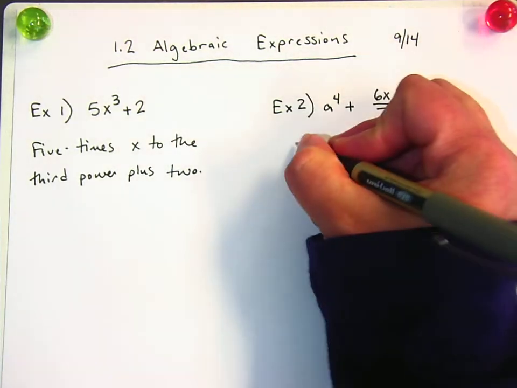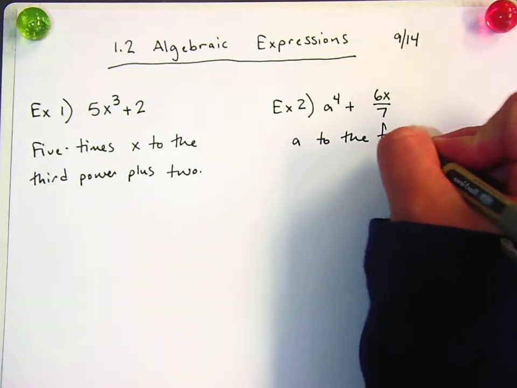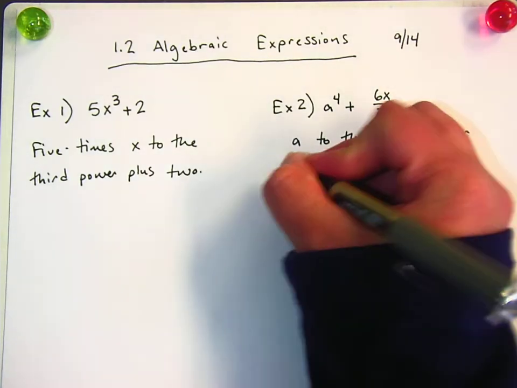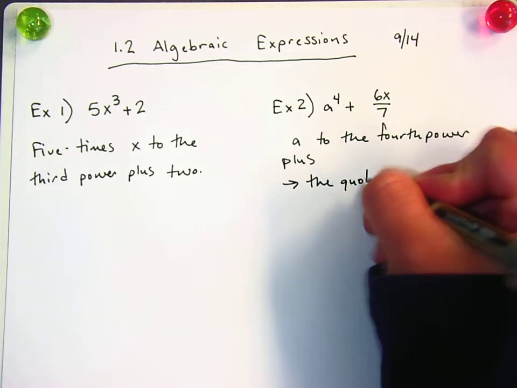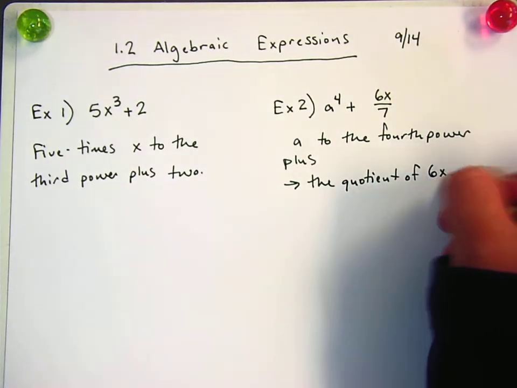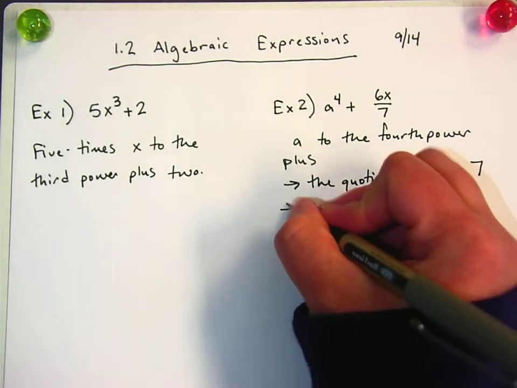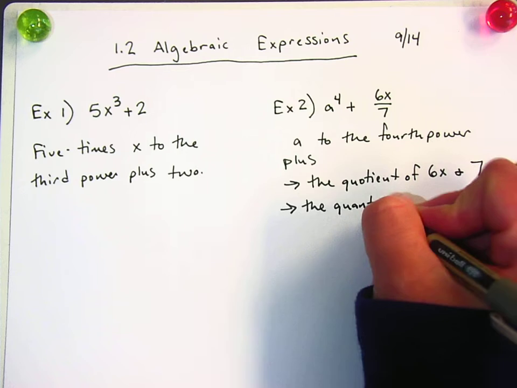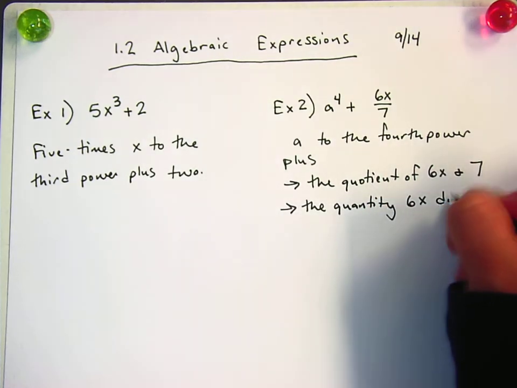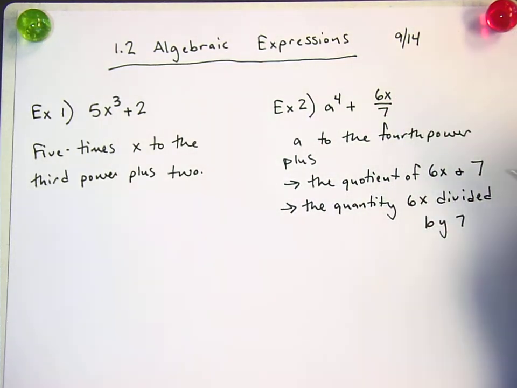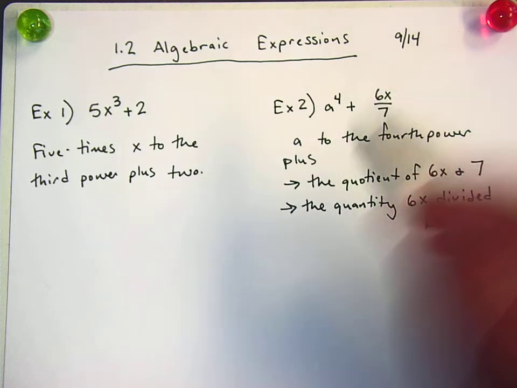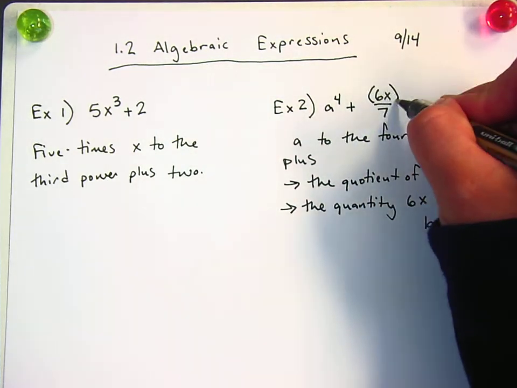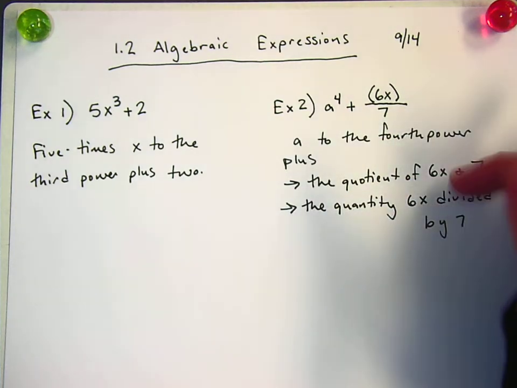And this one would be a to the 4th power plus, now you could do this two different ways. You could either say the quotient of 6x and 7, or you could say the quantity 6x divided by 7. I realize that I didn't write 6 and 7 in English words. I used numbers, but anyway, quotient means that we're dividing, and it's 6x and 7 that we're dividing. The quantity 6x implies that it's all of it that is on top, not just the x part. So either one of these would be a good finishing to this sentence.